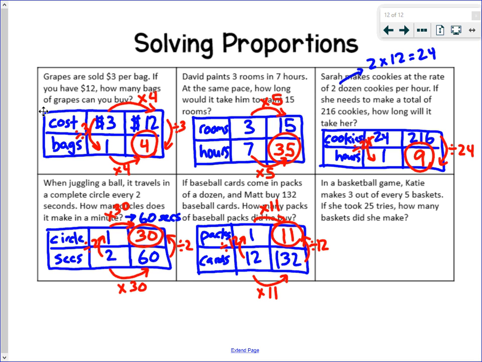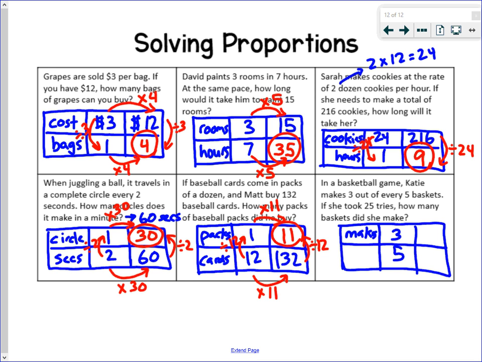And then finally, in a basketball game, Katie makes 3 out of every 5 baskets. So our given there is 3 makes out of every 5 shots, or every 5 baskets. If she took 25 tries, so she took 25 shots, how many will she make?